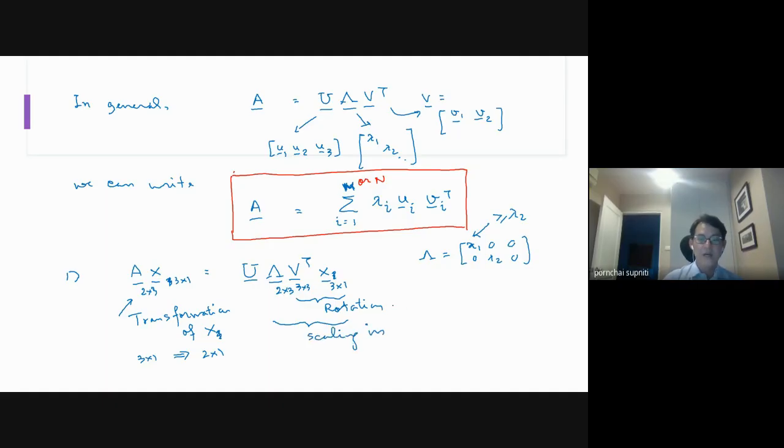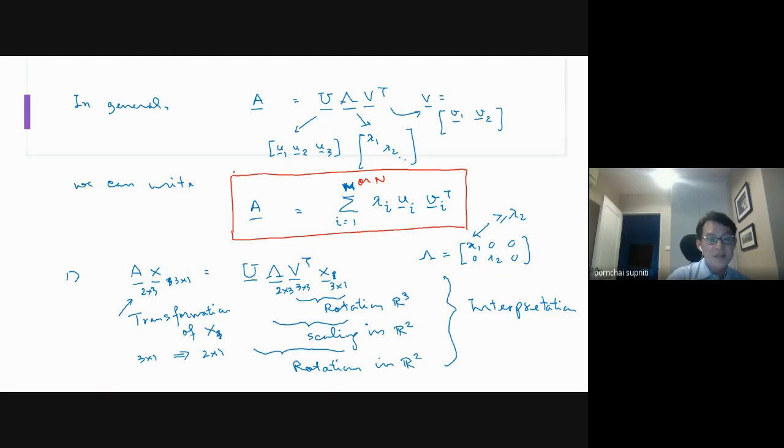For V transpose, this is the rotation in R3. For lambda, this is the scaling in R2; it takes away the third dimension. Then when we multiply with U, this is a rotation again, but a rotation in R2. So this is one interpretation of what it means.